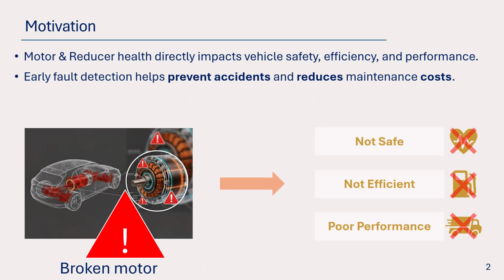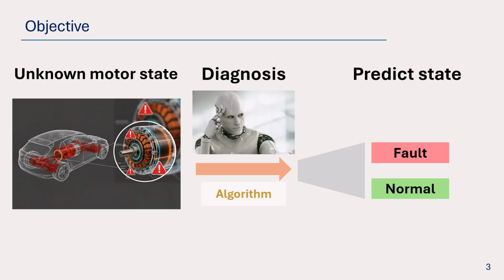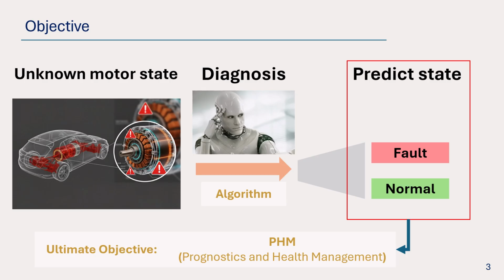Early fault detection in a vehicle's motor is essential. Why? Because fault components can eventually compromise your safety and degrade the vehicle's efficiency and performance. With this motivation, our primary objective is to develop an algorithm that can estimate the unknown status of the motor. Ultimately, our objective is to achieve PHM, prognostics and health management, for predicting and managing the overall health of the vehicle.